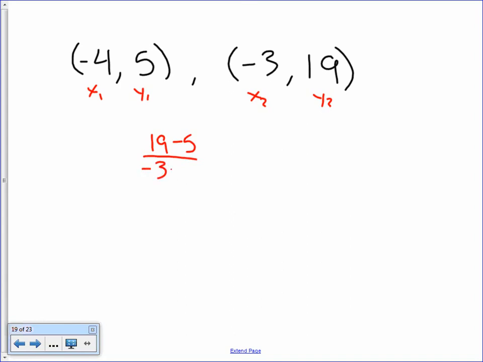Now when you're subtracting negative numbers, so x2 minus x1, but x1 is negative 4. So you actually have two negatives there. And when you're subtracting a negative, it's the same thing as adding. So anytime you see two negative signs with each other, just think of that as a positive sign. So 19 minus 5 will give me 14 on top. Negative 3 plus a 4 will give me a 1. So 14 divided by 1 will give me 14.